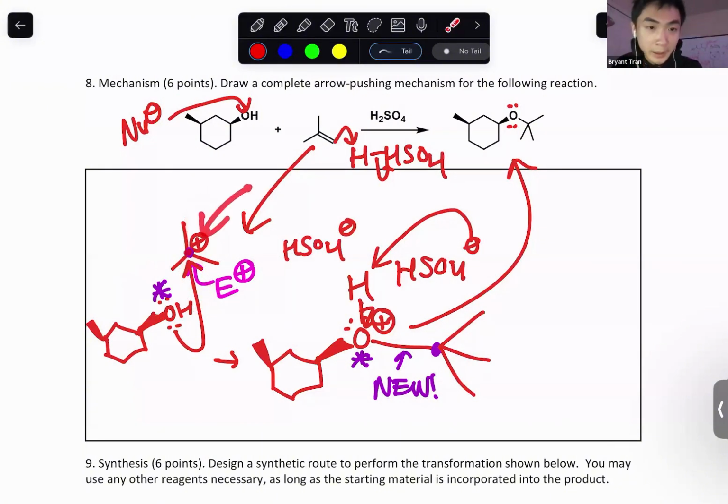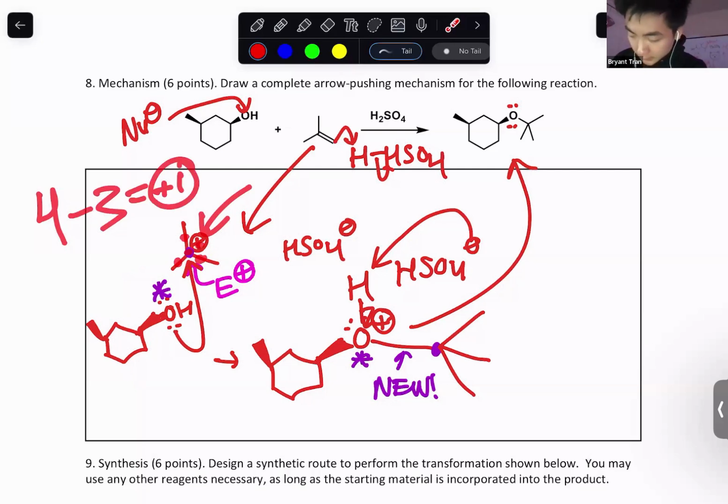That carbon there has a positive 1 charge, because if you calculate the formal charge, that carbon is in the 4th column of the periodic table. But right now, this carbon has 3 electrons to itself, so 4 minus 3 is positive 1, giving that carbon a positive charge, empty p orbital.